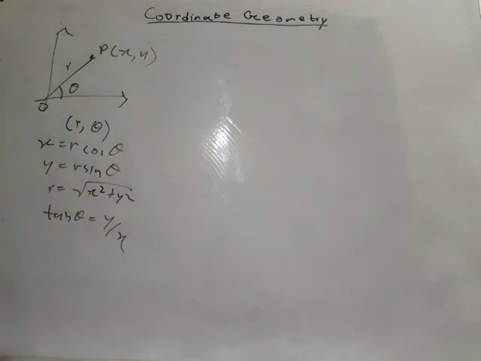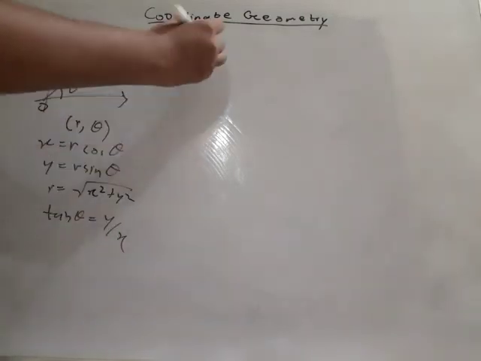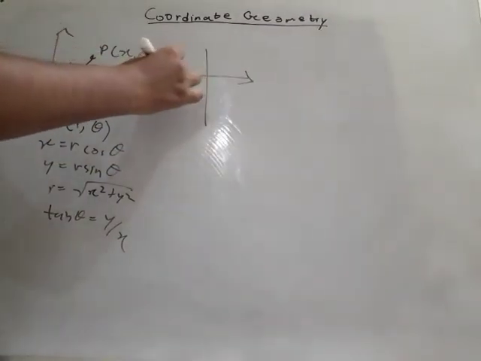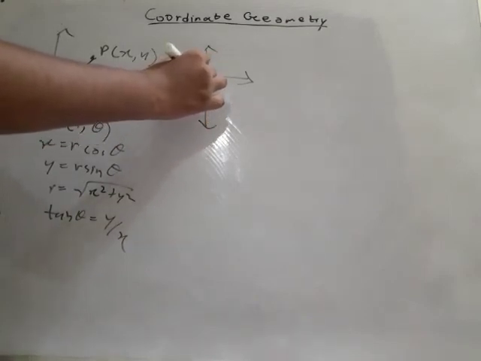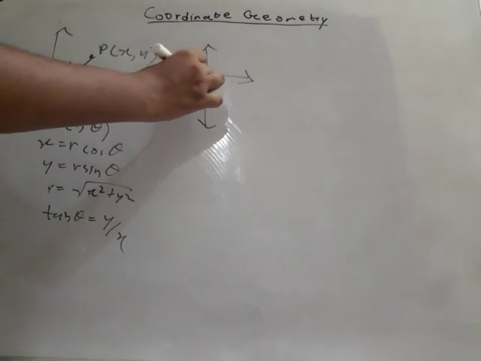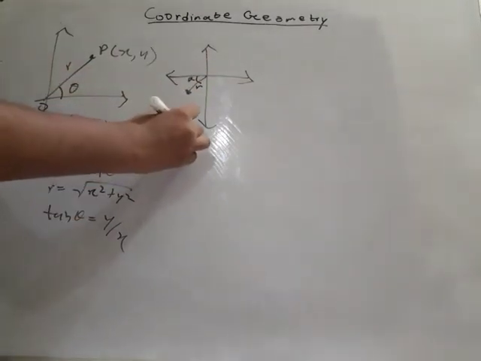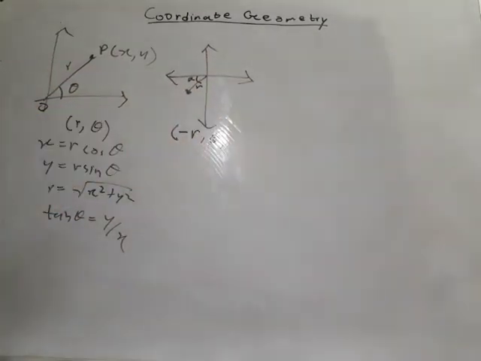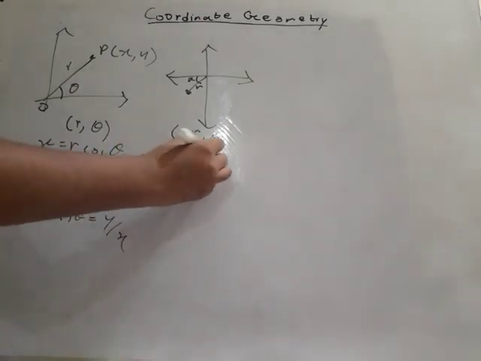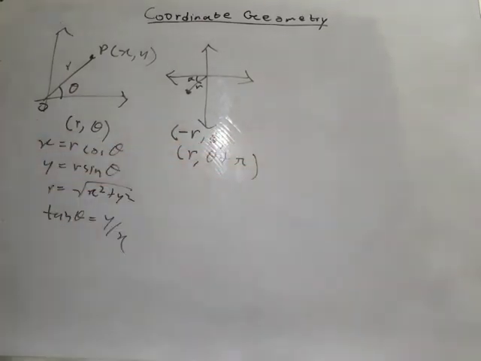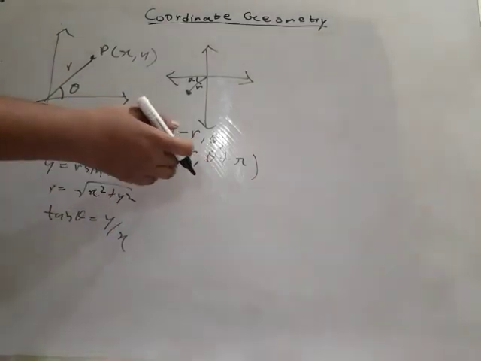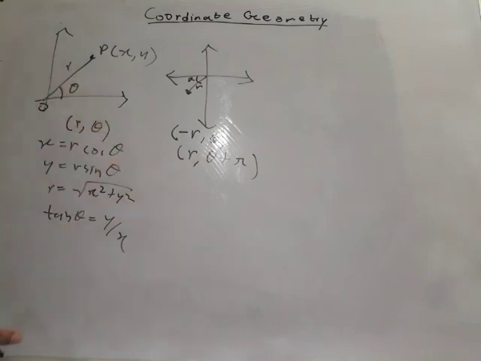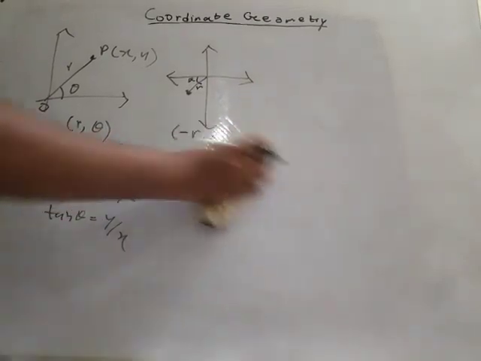Just remember this. And another point, if we are given a point like this, it makes an angle theta, and this is r. We give the coordinates as minus r comma theta, but it can also be replaced by r comma theta plus pi. Since cos of theta plus pi is negative, sin of theta plus pi is also negative, and so r cos theta or r sin theta both turn out to be negative. This is the concept of polar coordinates.